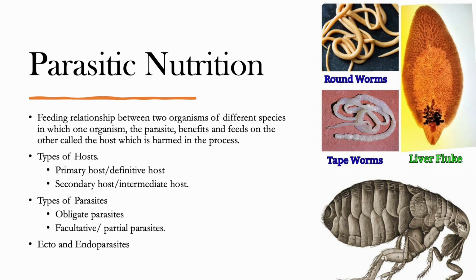There are two types of parasites basically. We have obligate parasites and we have facultative or partial parasites. Obligate parasites are organisms which can only live, survive, and reproduce as parasites throughout their lives because they cannot obtain nutrients by any other means. For example, the phytophthora, which causes potato blight, cannot live independent of the host.